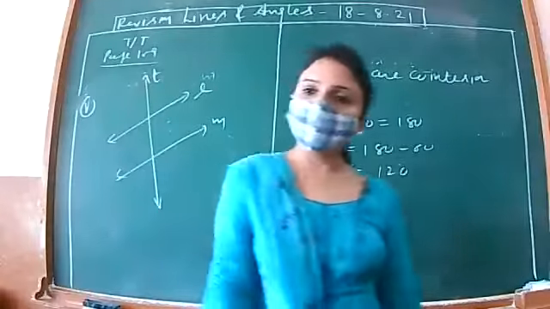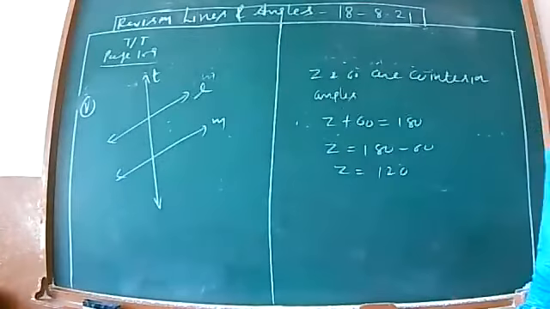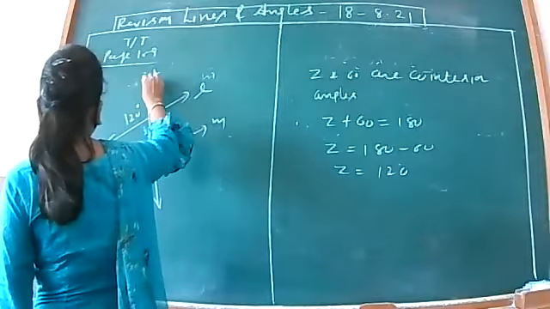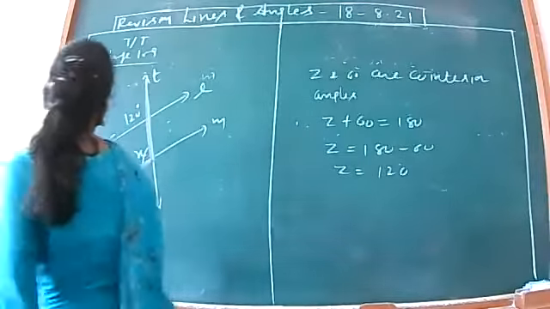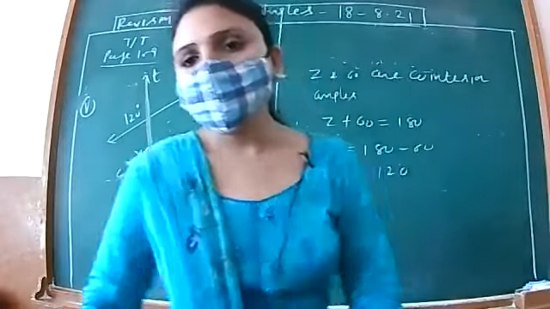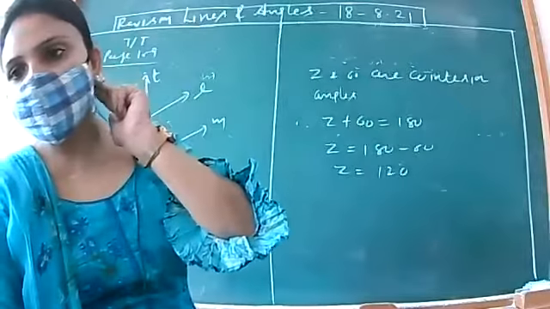L and M are two parallel lines, T is transversal. Here is angle X and here is 120 degrees. They are on the same side of transversal. Jasmeet, can you tell me what kind of angles they are?